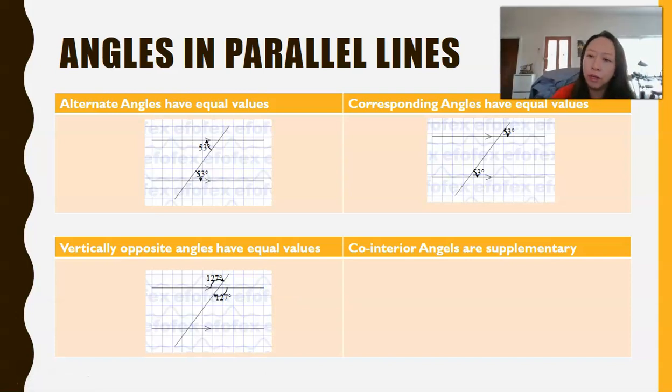The third one is vertically opposite angles. They also have equal values. However, we don't need parallel lines in this case. We just need two lines intersecting each other, and the angles that are opposite each other will have the same value.